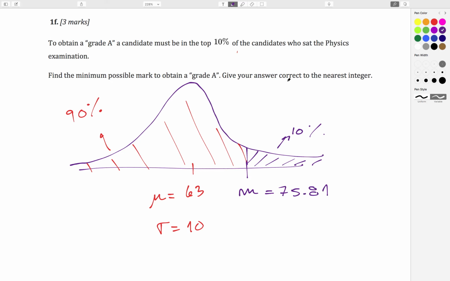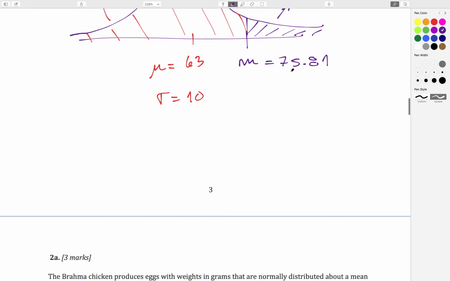However, we want our answer correct to the nearest integer. An integer is a whole number, so round it off to the nearest whole number. So a minimum score of 76 is required.